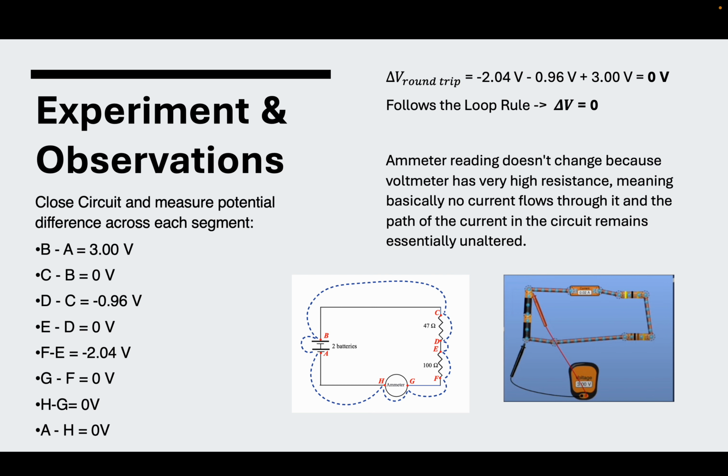We then measure the potential difference across each segment, and we provide a claim for the loop rule, where the sum of potential differences equals 0. And then we know that the ammeter reading doesn't change because a voltmeter has very high resistance, meaning basically no current flows through it, and the path of the current in the circuit remains essentially unaltered.